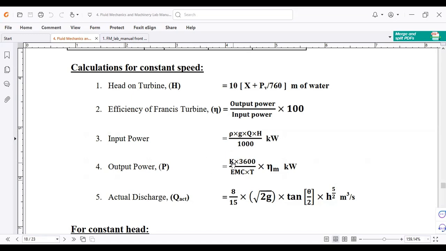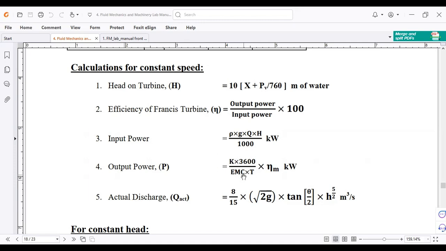Output power can be calculated by the number of disk rotations into 3600 divided by the energy meter constant. The energy meter constant is printed on the energy meter disk itself, and the value should be noted down from that. This is an observation value available in the experimental setup. T is the time taken for K rotations. You can take K equal to 3 rotations or K equal to 5 rotations of the energy meter disk, and how much time is taken should be noted down from the stopwatch.